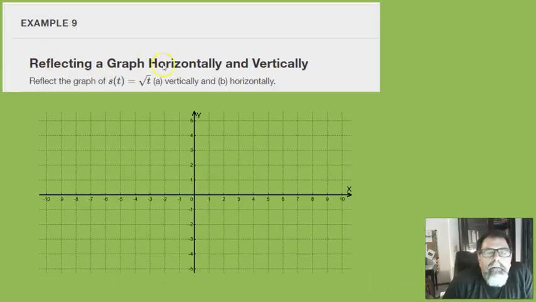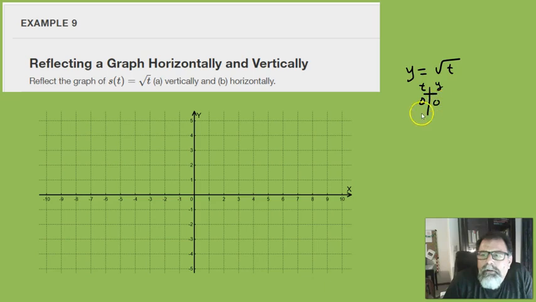Example 9, reflecting a graph horizontally and vertically. So reflect the graph of s of t, which equals square root of t, vertically and horizontally. So we're going to do both. If you remember our basic toolkit function, if I have y is equal to square root of t, I'm going to write t since it's here, t and y, or x and y if you want.